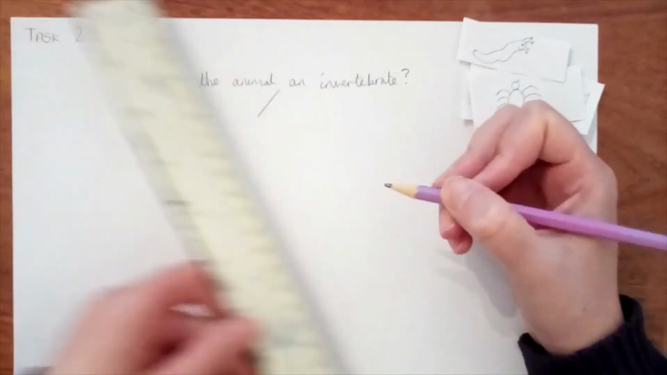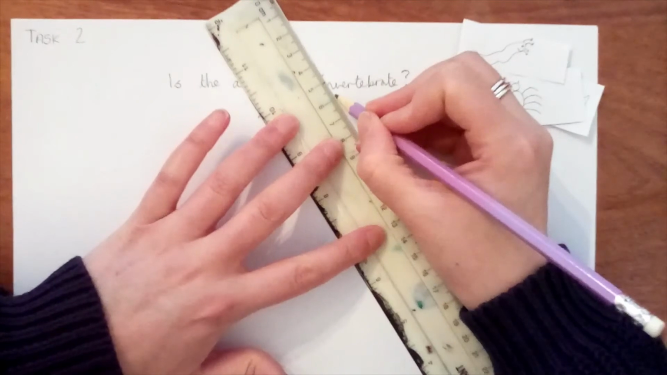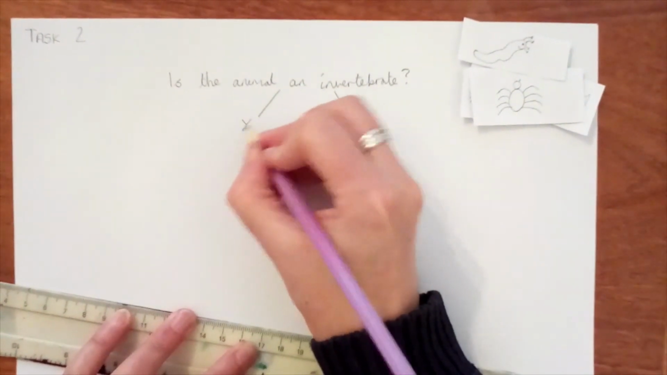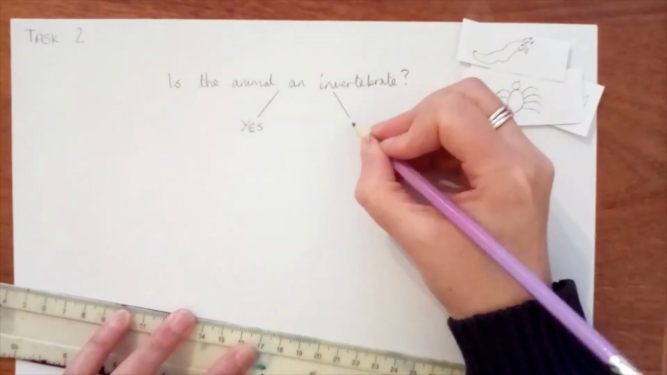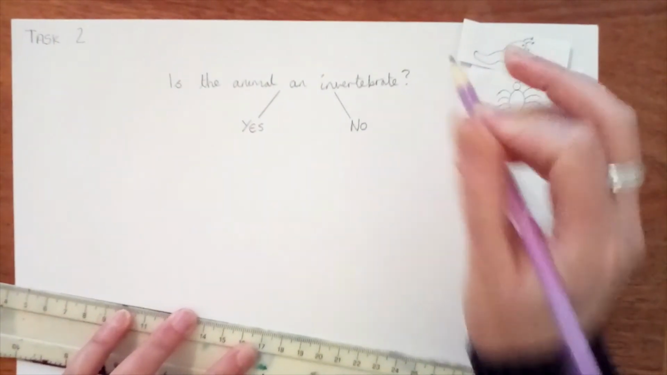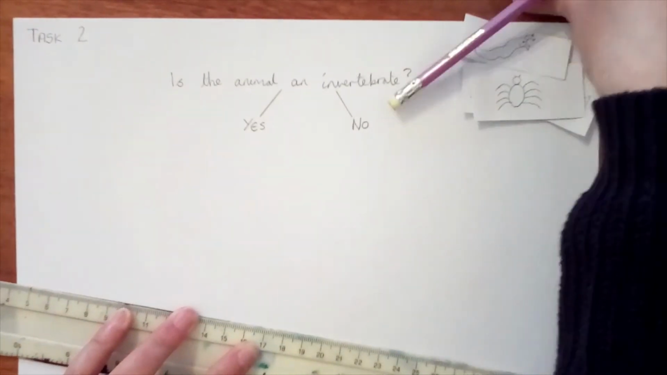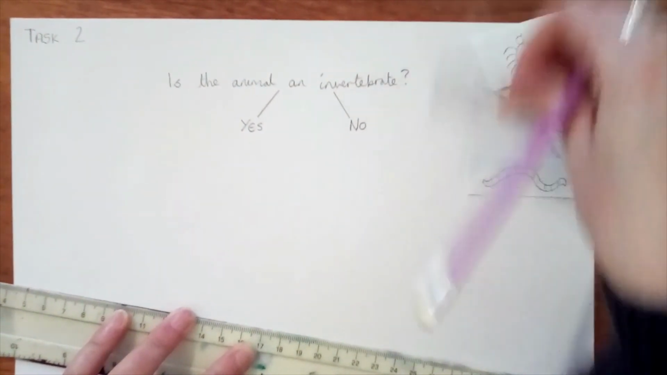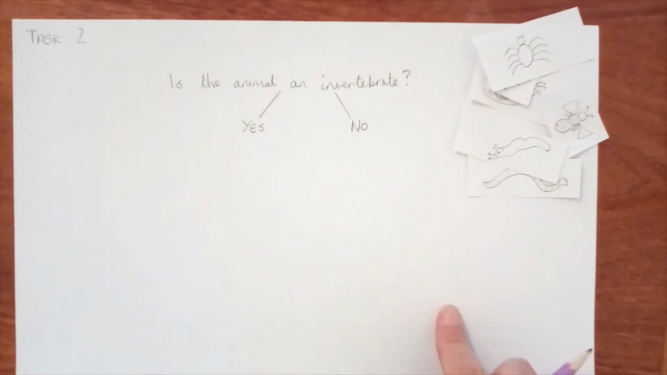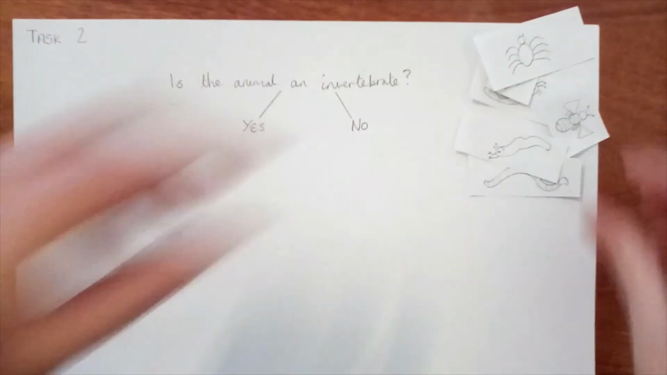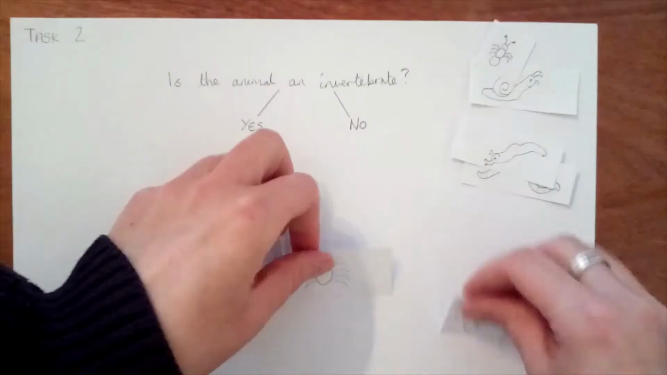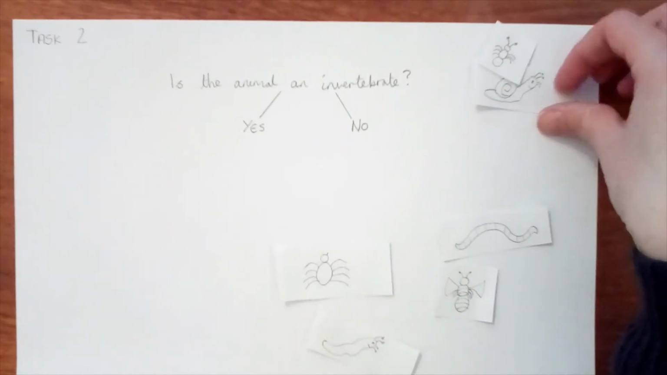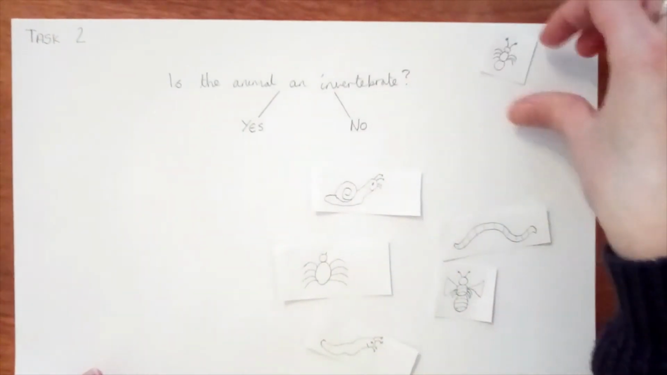So I've got my ruler out. I've got 2 little lines coming down here. One's going to say yes, one's going to say no. I'm going to ignore all the ones that say no because all I want to do is sort out my 6 invertebrates, and I know that they are all invertebrates, so I'm going to go down this column that says yes. The next thing I want to do is work out how can I sort these 6 animals first of all into 2 groups.